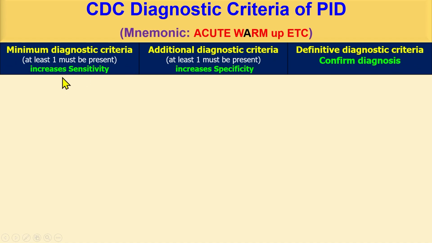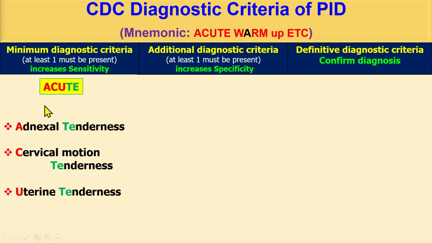The minimum criteria increase the sensitivity, but not the specificity. That means it is sensitive, so you can consider PID, but the additional criteria are more specific, and there are some confirmatory tests. So let's see what the minimum is. Remember "acute": A is adnexal tenderness, cervical motion tenderness, uterine tenderness. And T means tenderness.